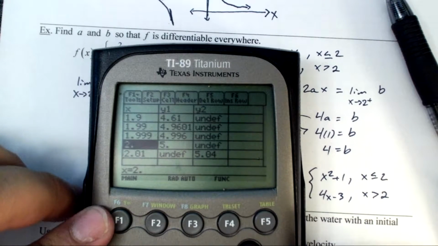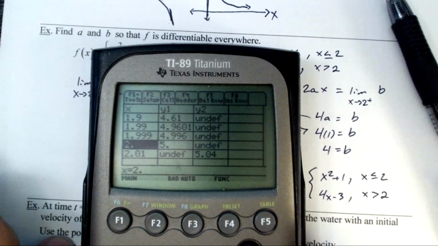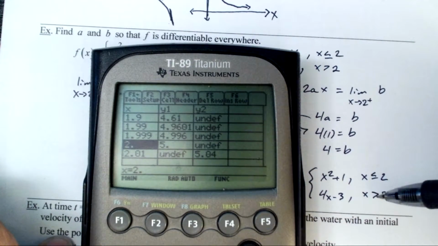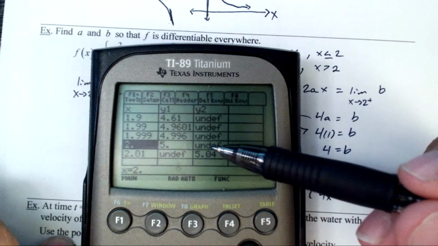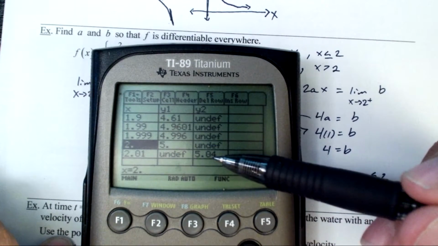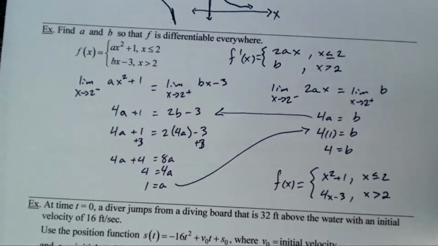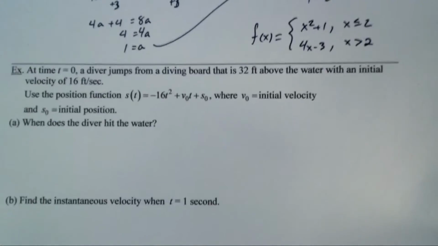So if we were to plug in 2 in here, it's closer and closer to 5, but because the 4x minus 3 can't equal 2, we end up with an undefined value for 4x minus 3, but right after that we do have a defined value, okay? So that's how we solve those problems. All right, so that's that. Let's move on to the next one.